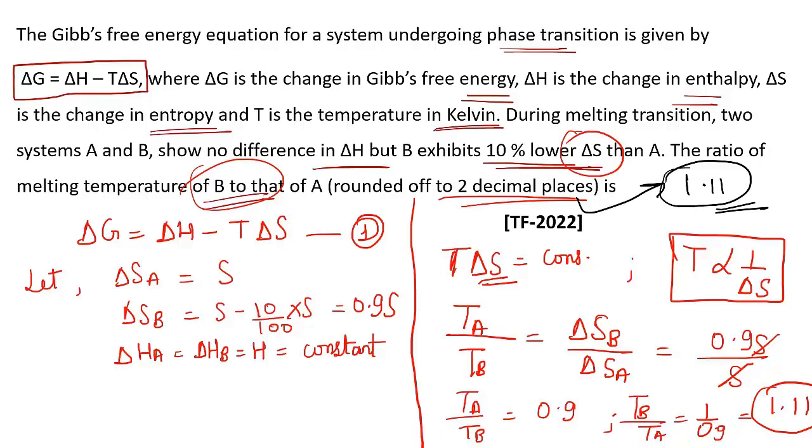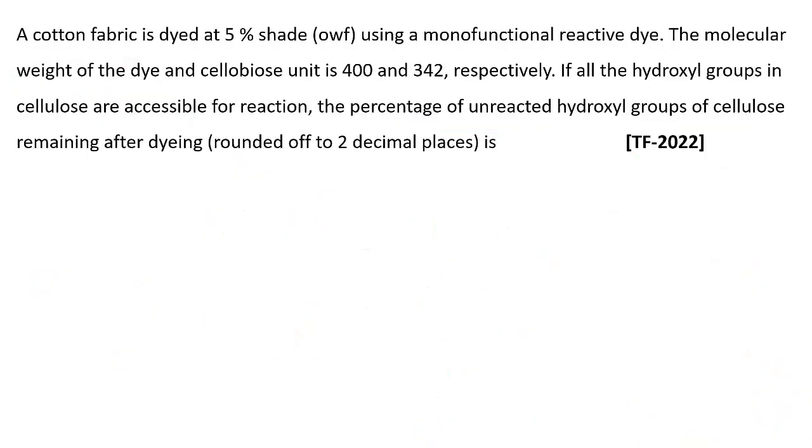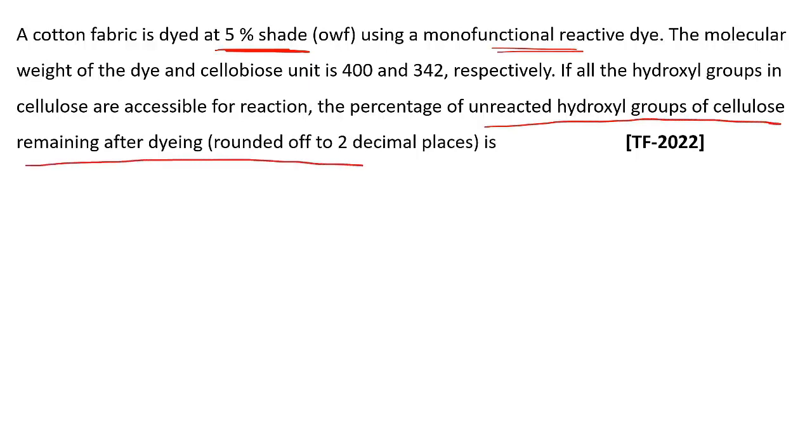Now coming to the next question. Cotton fabric is dyed at 5% shade on the weight of the fabric using a monofunctional reactive dye. Monofunctional reactive dye means only one functional group of the reactive dye reacts with the fiber. The molecular weight of the dye and the cellulose unit is 400 and 342 respectively. If all the hydroxyl groups in the cellulose are accessible for reaction, the percentage of unreacted hydroxyl groups of cellulose remaining after dyeing, rounded off to two decimal places, is asked.